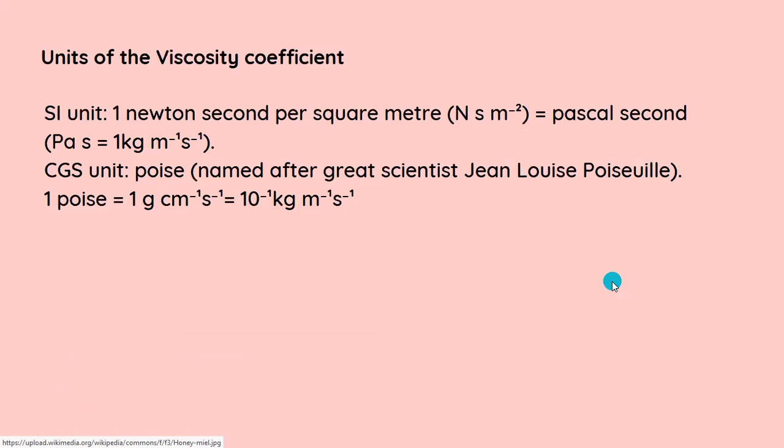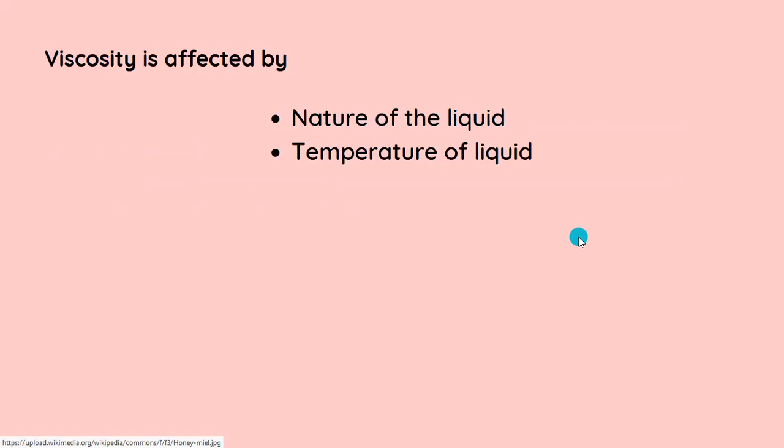The next one is the units of the viscosity coefficient. It's 1 Newton second per square meter, that's Pascal second. And Pascal second can also be written as 1 kilogram meter inverse second inverse. Based on CGS units, it's called Poise, named after the scientist Jean-Louis Poiseuille. And 1 Poise is 1 gram centimeter inverse second inverse. That's 10 to the power minus 1 kilogram meter inverse second inverse. So that's the units.